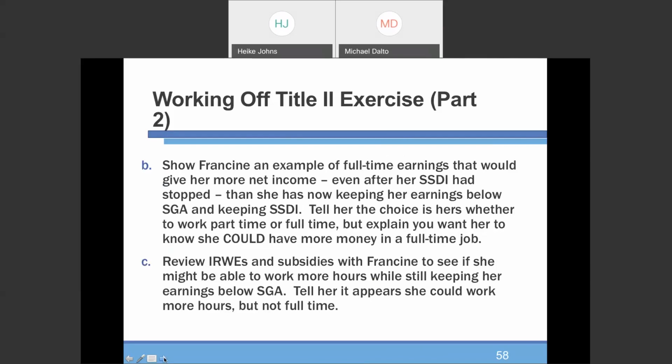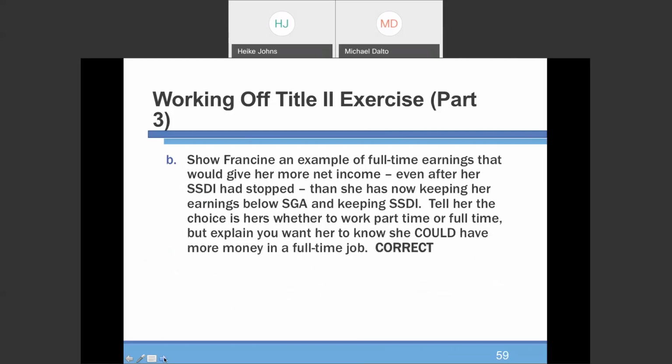And the correct answer is B. Show Francine an example of full-time earnings that would give her more net income even after her SSDI had stopped than she has now, keeping earnings below SGA and keeping SSDI. And tell her the choice is hers, whether to work part-time or full-time, but you just want her to know that she could have more money in a full-time job, even if her SSDI stops.